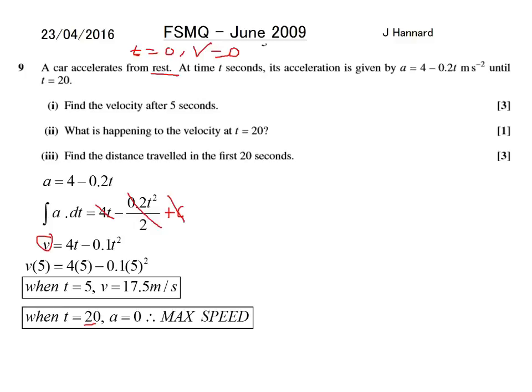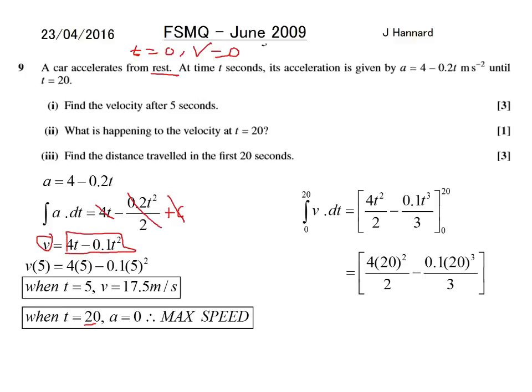Part C, find the distance travelled in the first 20 seconds. Well, you integrate between limits because it's the first 20 seconds, so it's 20 to 0. Integrate v with respect to dt, and you get your displacement. So add 1 to the power, divide by the new power, using this equation here. Quite a lot to take in on this question actually. Put your 20 in, put your 0 in, take them off each other, and you get about 533 meters, which is quite a nice answer. So that's question 9 done, and rightfully 7 marks, I'd say.